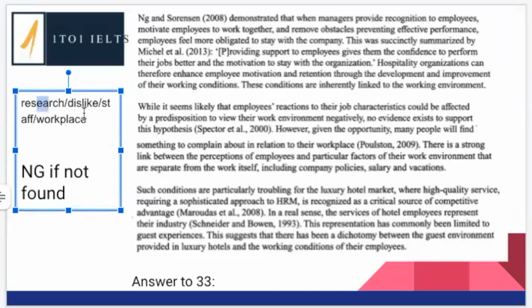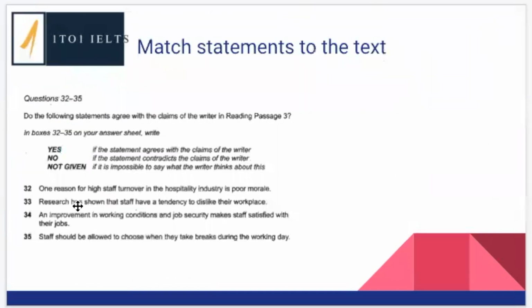We've got something talking about research. We've got something talking about dislike, something talking about staff, and something talking about workplace. So remember, we want to find all of the keywords, not just one of them. We want to be able to tick off all of our keywords. So we've definitely found the right area. So let's quickly go back to the question to look for the details. It says, research has shown staff have a tendency to dislike their workplace.